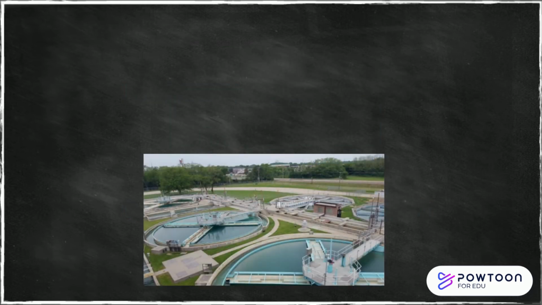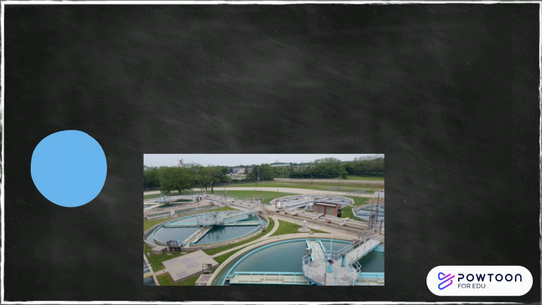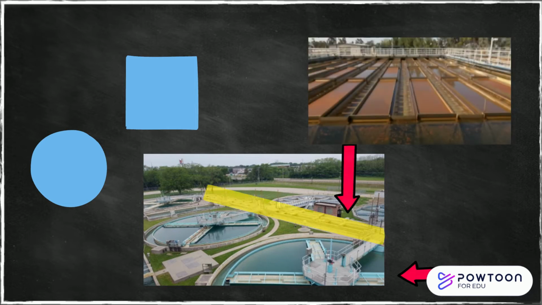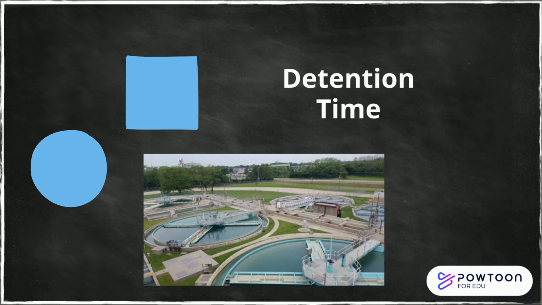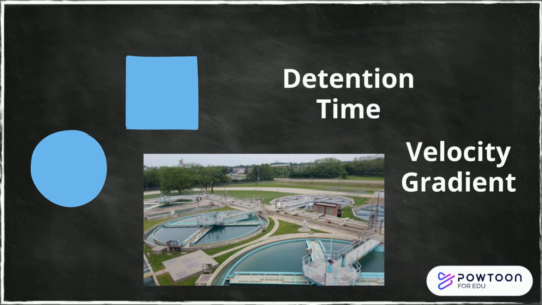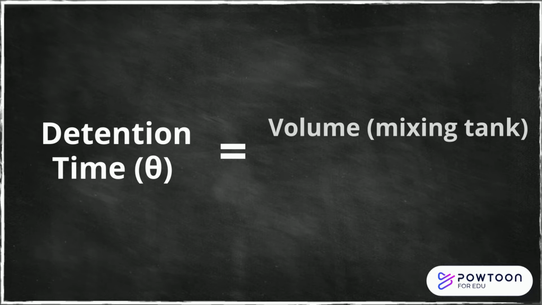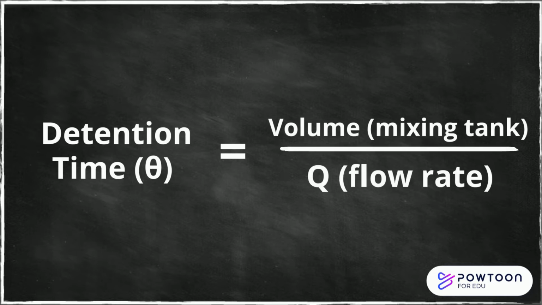So a mixing tank is typically either round or square. These are the mixing tanks back here, and then these are the flocculation tanks. Mixing tanks are based on detention time and velocity gradient. Detention time, known as theta, is equal to the volume of the mixing tank over the flow rate into the tank, known as Q.